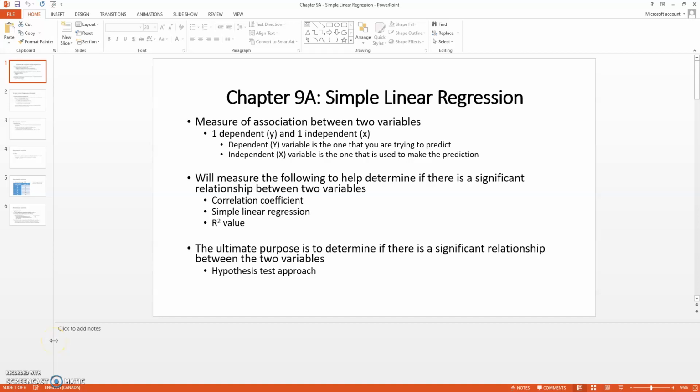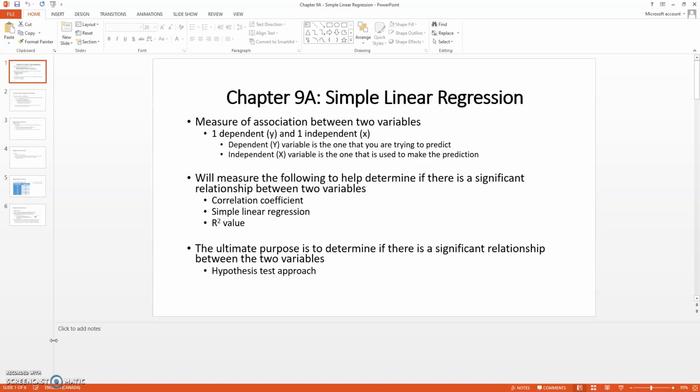Hello students, I'm going to go over chapter 9, the first part of chapter 9, simple linear regression, as a little review. Going over the PowerPoint and going over a couple examples. This is simple linear regression, so it is the attempt to measure the association between one dependent variable y and one independent variable x. Remember that the dependent variable is the one that you are trying to predict, and you're using the independent variable x to make that prediction.